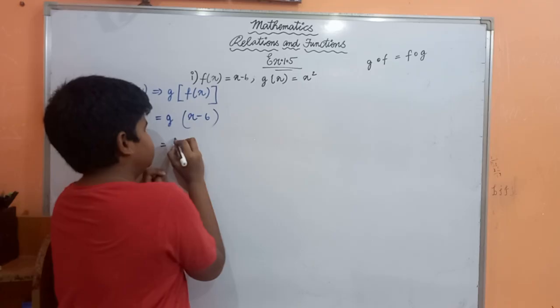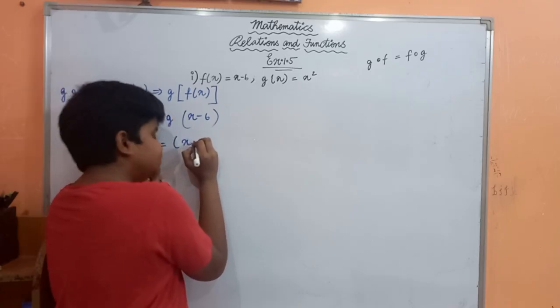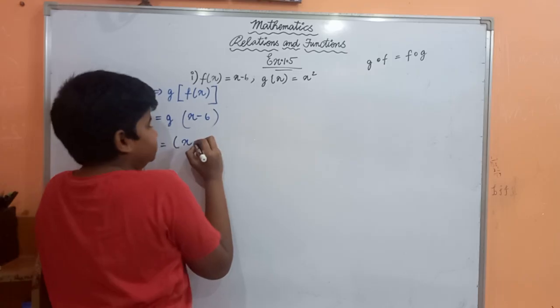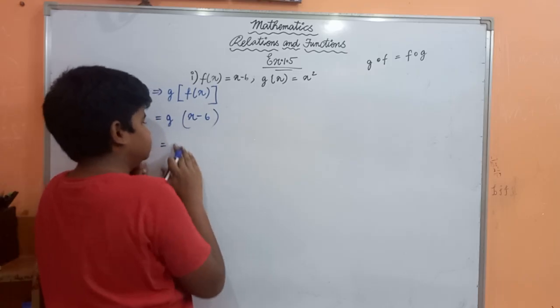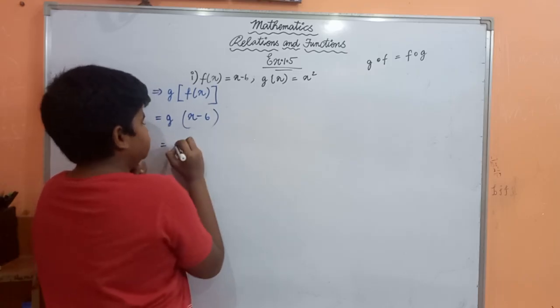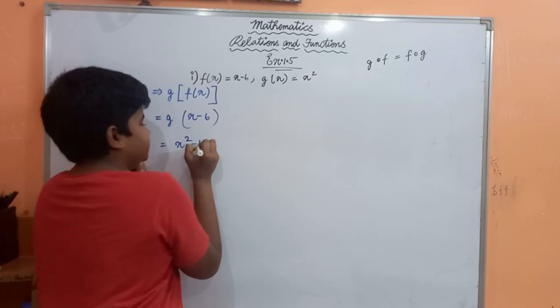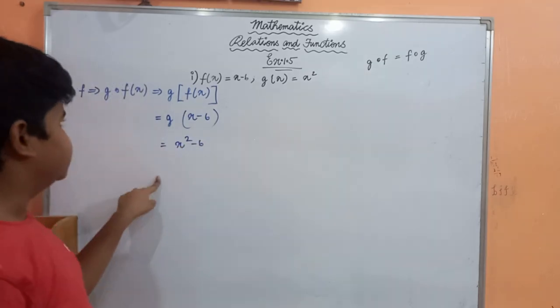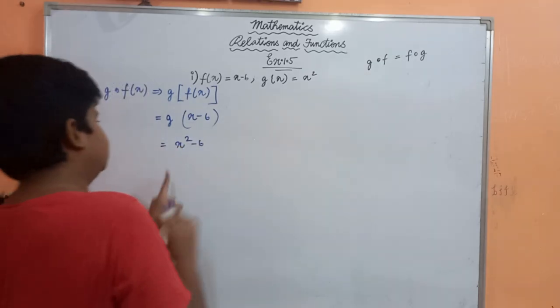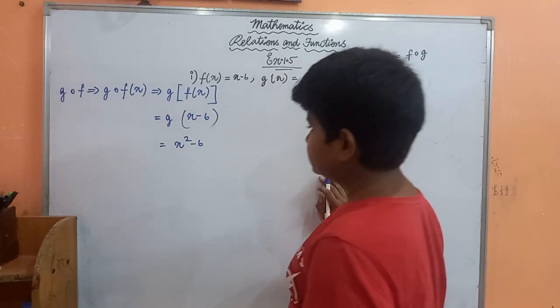So it's just x squared minus 6. So this is g dot f of x. Is it correct? Yes. x squared minus 6.